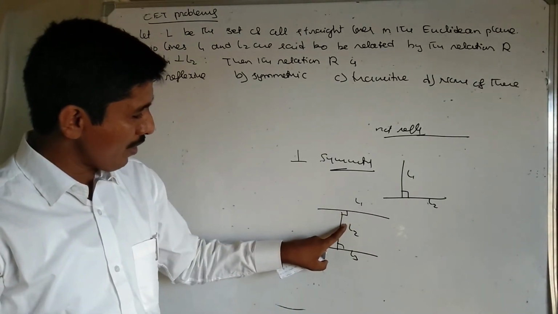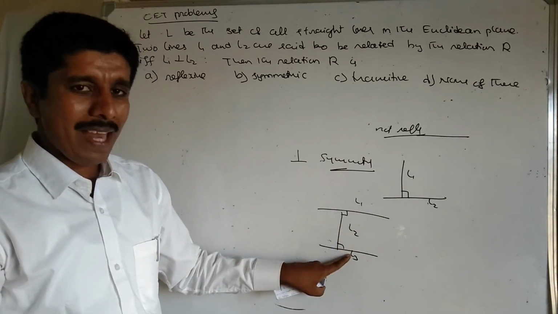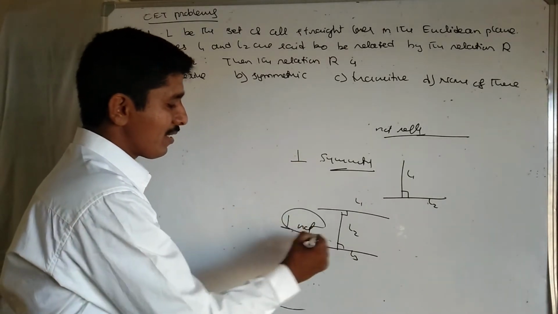L1 is perpendicular to L2, L2 is perpendicular to L3. Then what is the relation between L1 and L3? Parallel, but the relation is perpendicular. Therefore, perpendicular is not transitive.